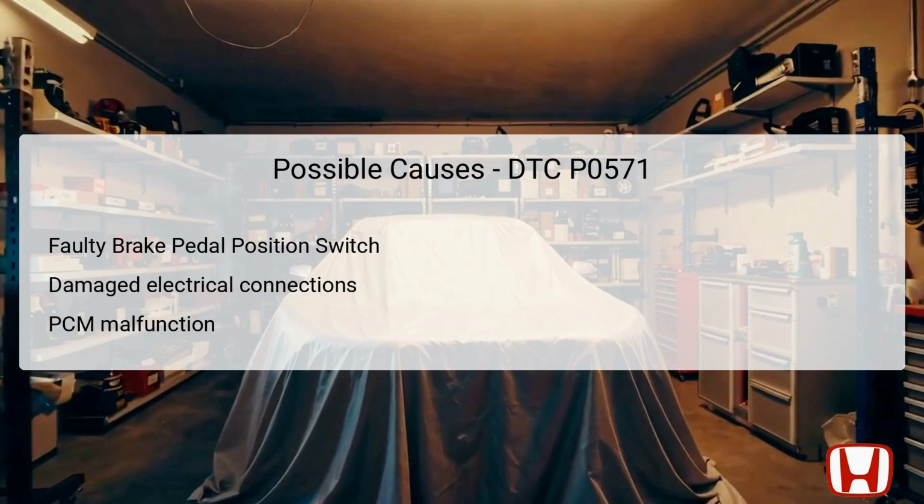P0571. The most common cause is a faulty brake pedal position switch, which may not send the correct signals to the PCM. This might occur due to wear, internal failure, or misalignment of the switch. Another cause can be damaged electrical connections within the switch circuit, such as frayed wires or loose terminals, which can disrupt the communication between the switch and the PCM. Lastly, a malfunction in the PCM itself could also cause this DTC, though this is less common. Diagnosing the exact cause is essential for effective repair, ensuring the vehicle operates safely.